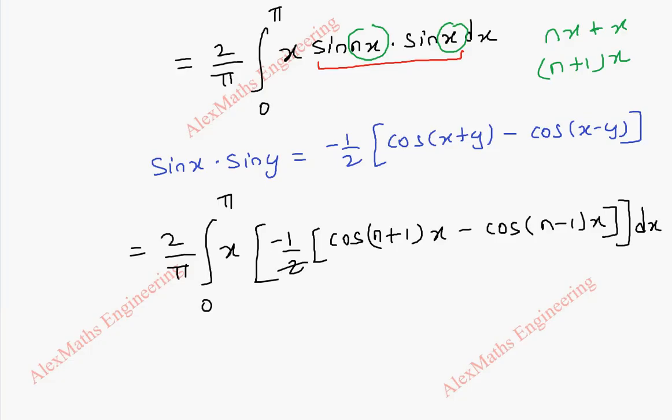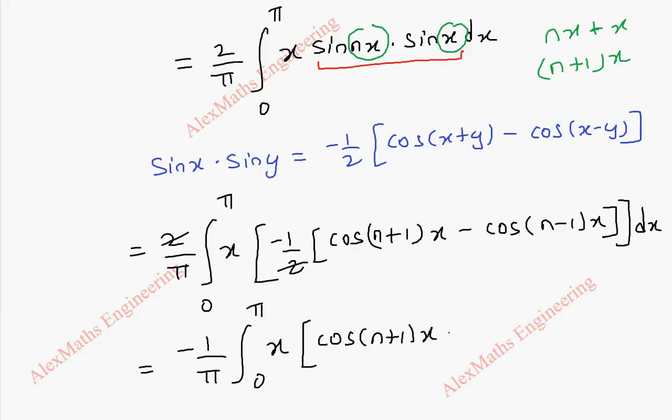We can cancel this 2 and 2. We can take the minus sign outside. So minus 1 by pi integral 0 to pi x bracket open cos of n plus 1 x minus cos of n minus 1 x dx.